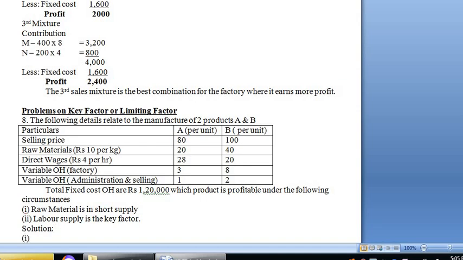now first point, in case, you will have to write one sentence over here. In case of shortage of resources, contribution per unit is calculated.